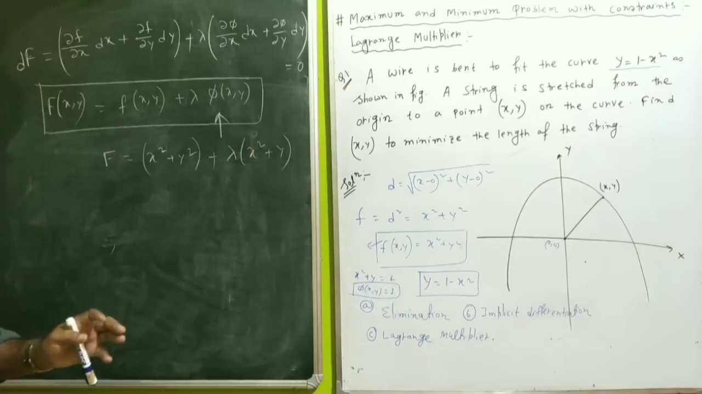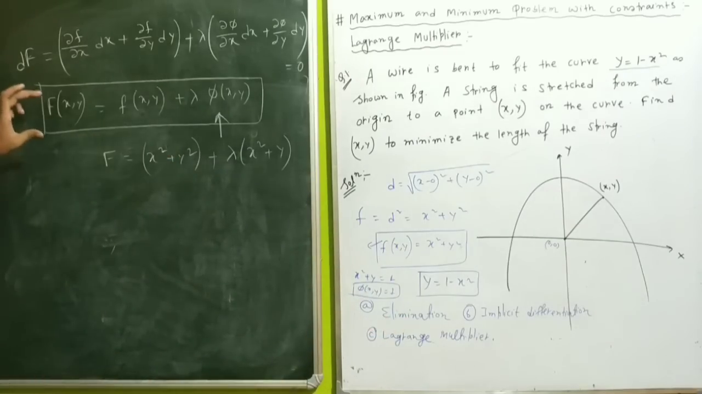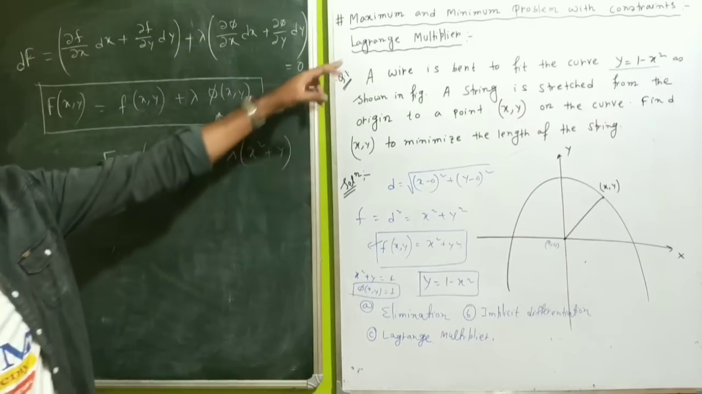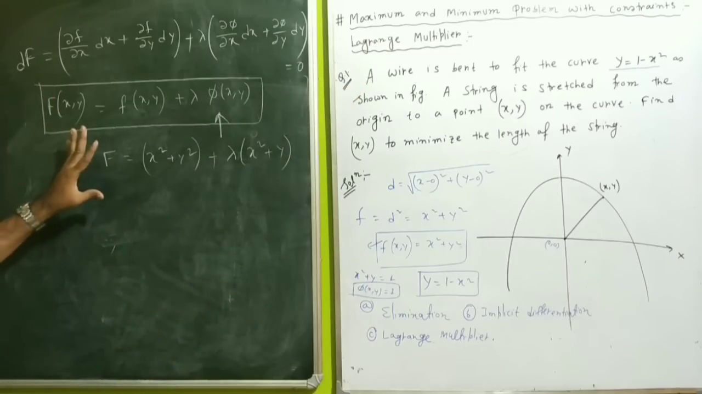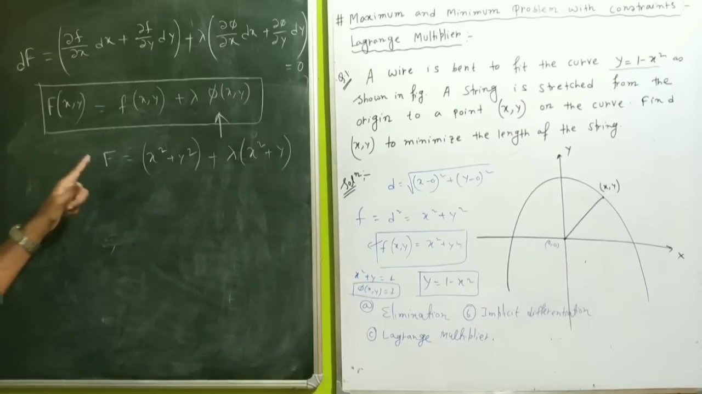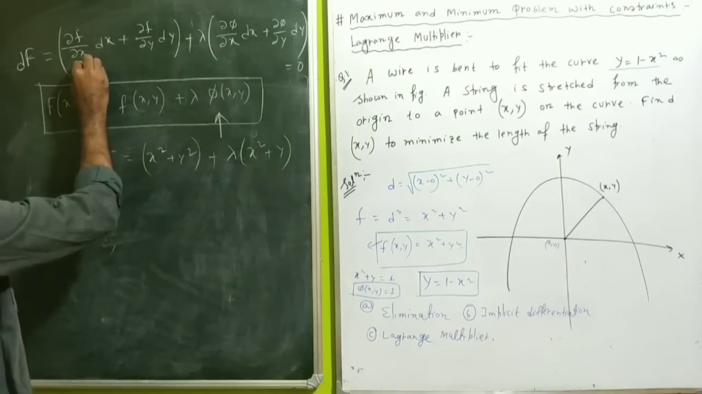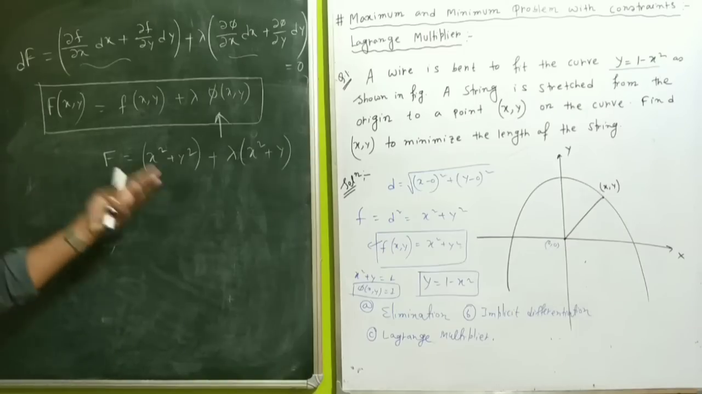So just see, we have the theory that I have discussed, but we have to use this F directly. We don't need to use all the differentiation and all the equations that I have derived for the Lagrange multiplier process. You have to just form this F for problem solving purposes. You don't need to do anything else. Now what you have to do is differentiate with respect to x and with respect to y.